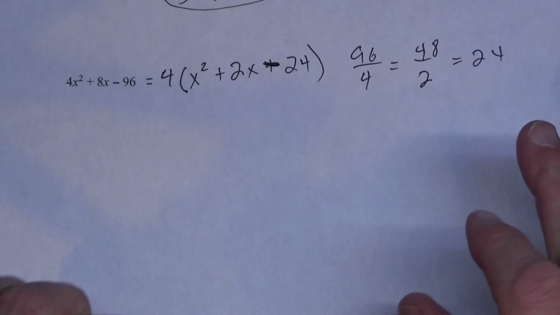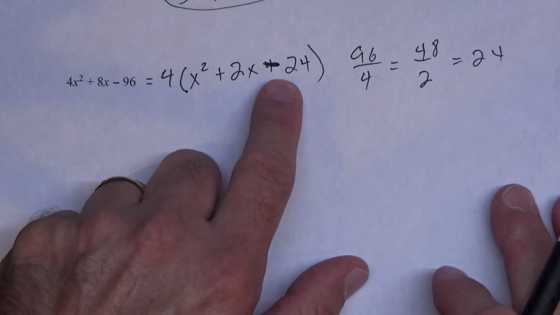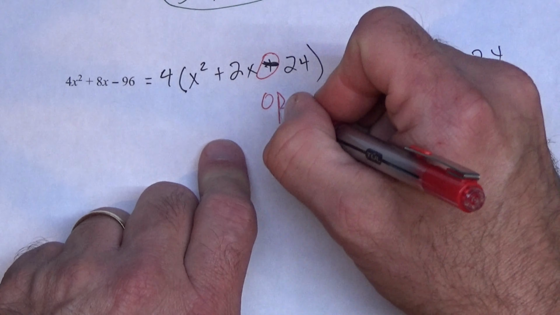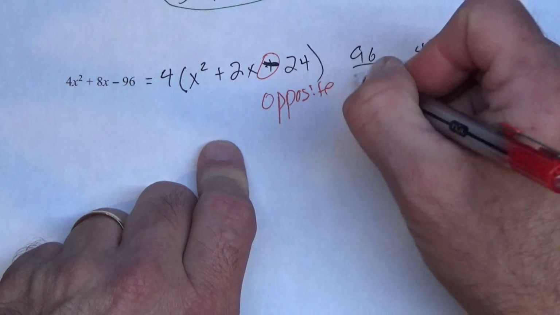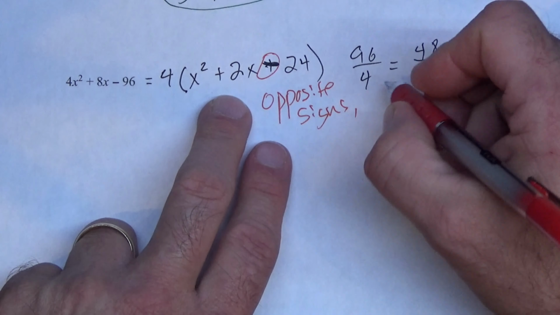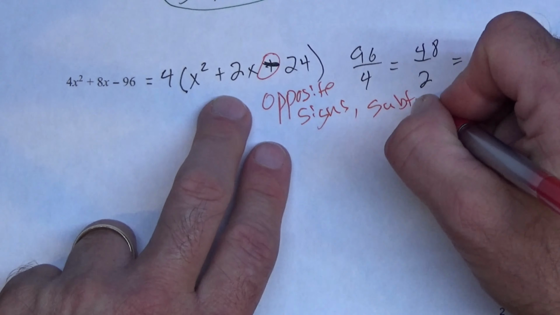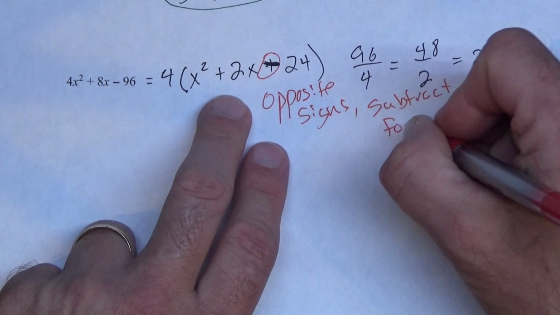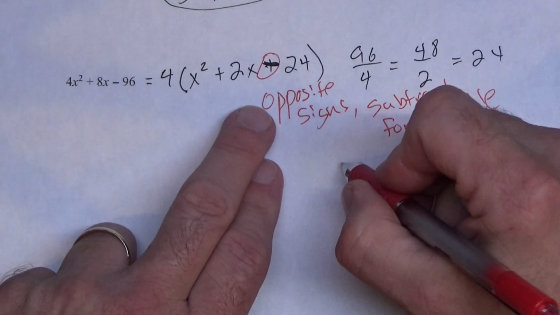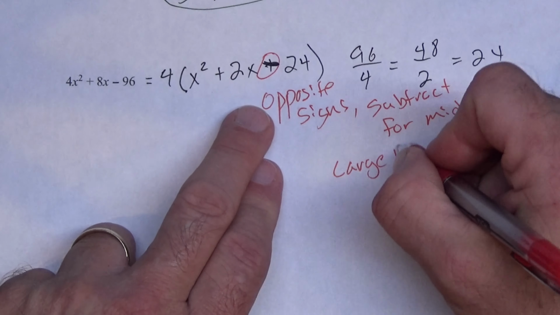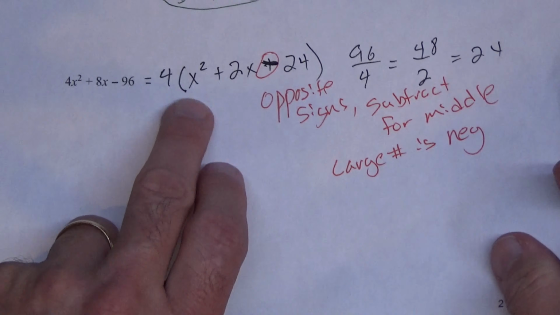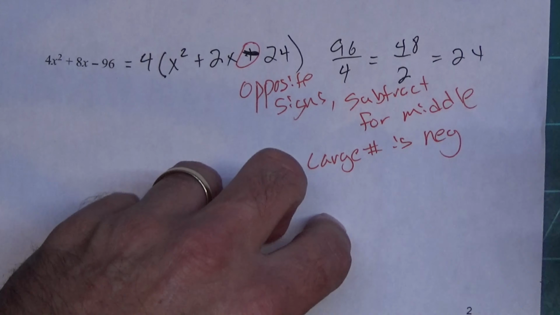Okay? Now, plus sign at the beginning, minus sign second. This minus sign right here again means we're going to have opposite signs. Okay? We're going to subtract from the middle number. And the large number is negative. Okay? So now we're going to make our factor tree for 24.